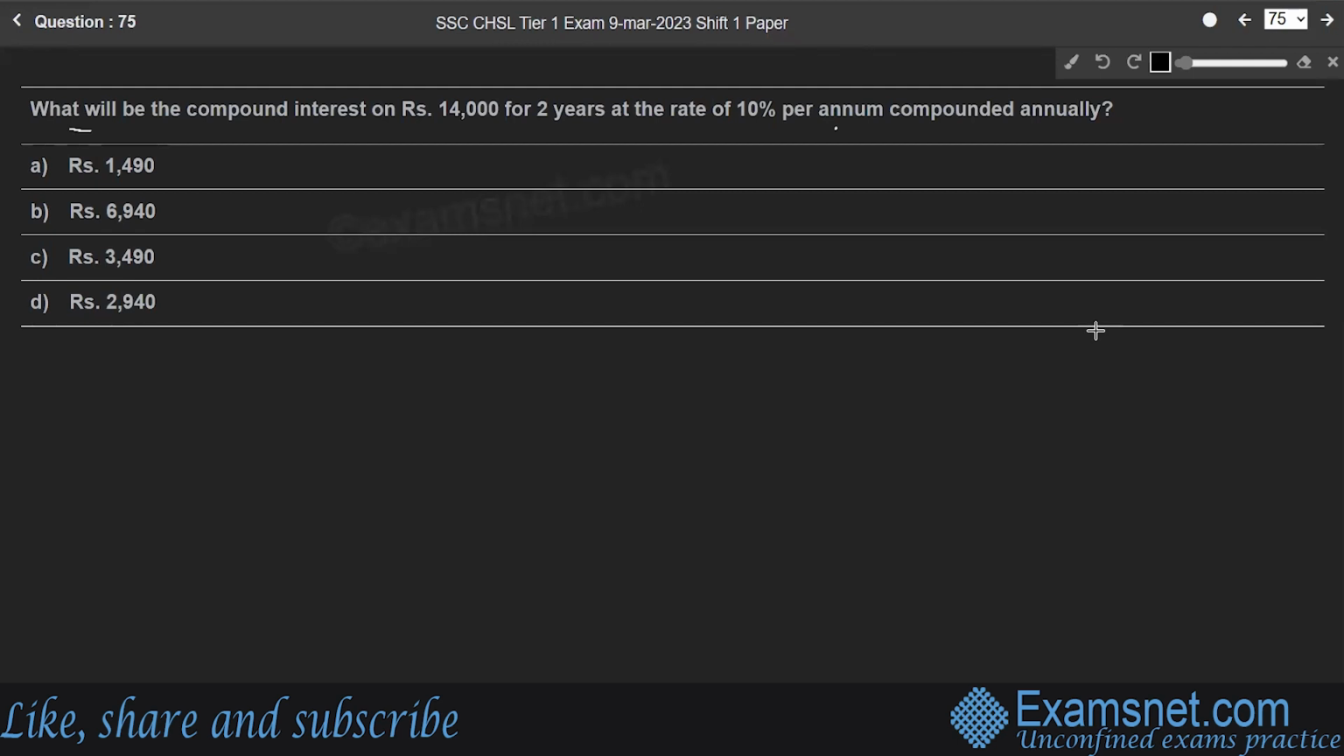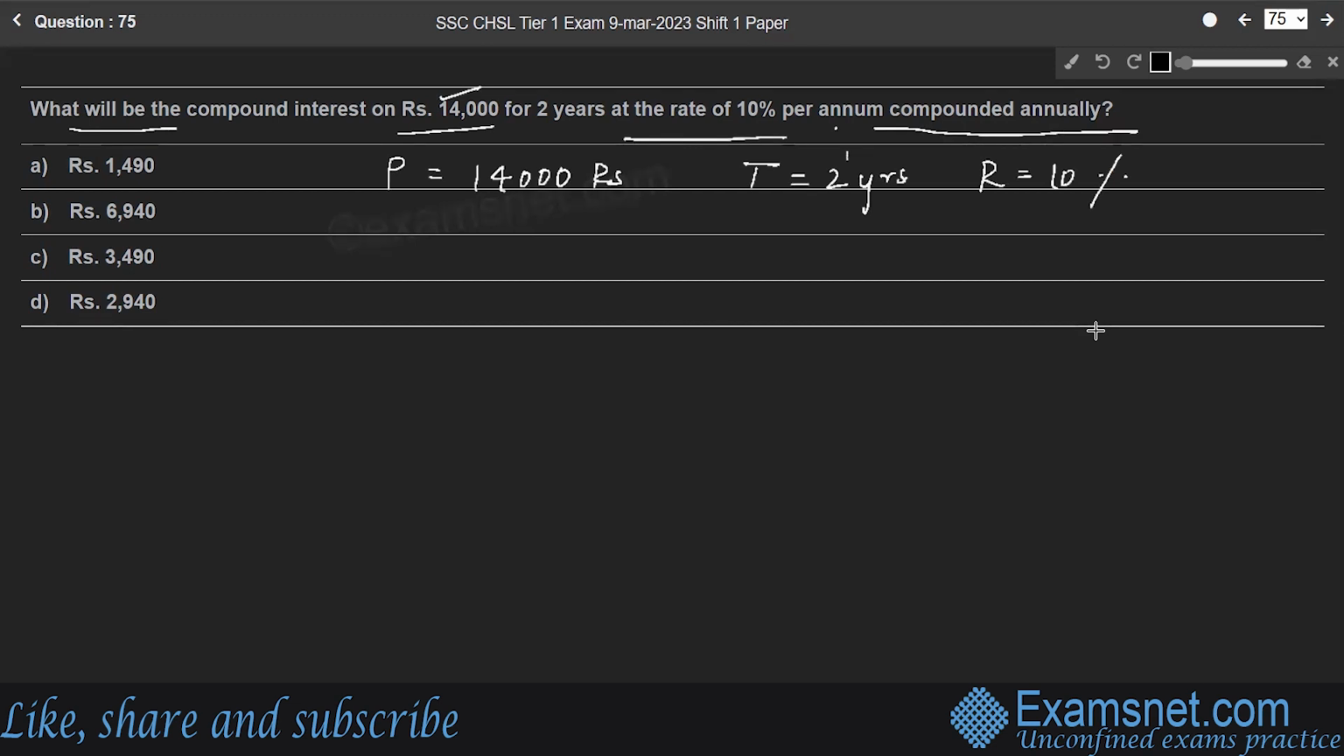Question 75. What will be the compound interest on 14,000 rupees for 2 years at the rate of 10% per annum compounded annually? Here, students, we have principal, which is P, 14,000. So, compound interest on the principal, which is 14,000 for 2 years. Here, time period is 2 years. Right? And the rate is 10%, which is compounded annually. So, there are 2 years. So, when the rate is compounded annually, the time period becomes 2 here.